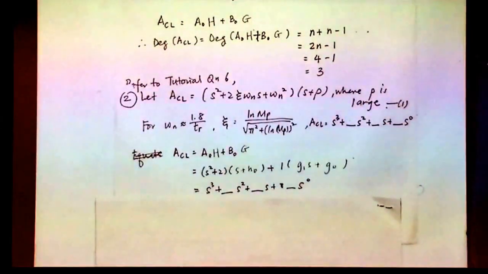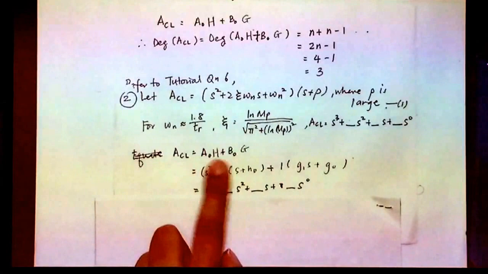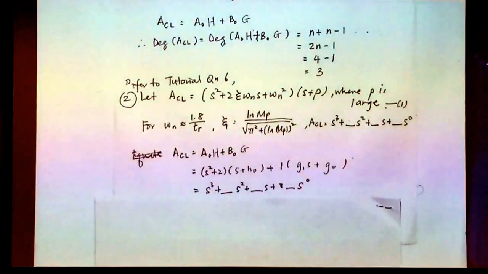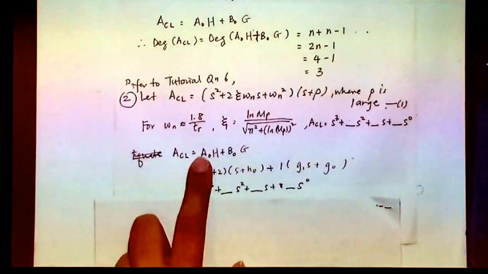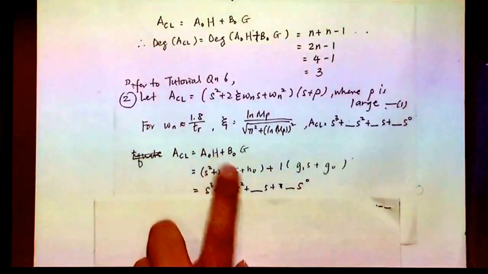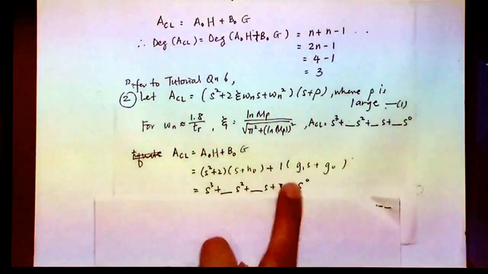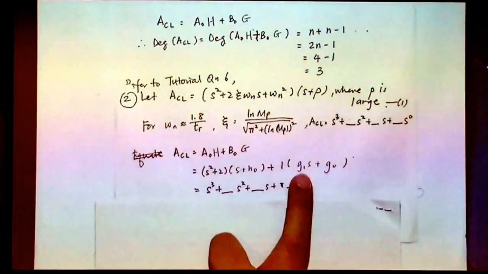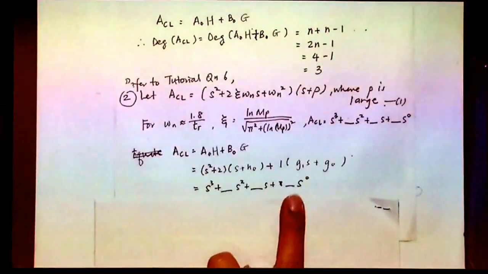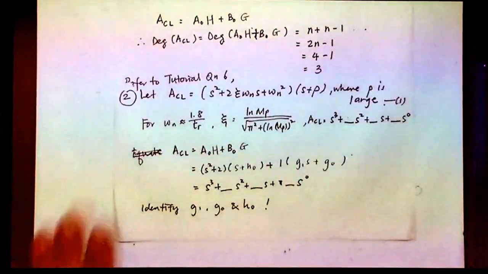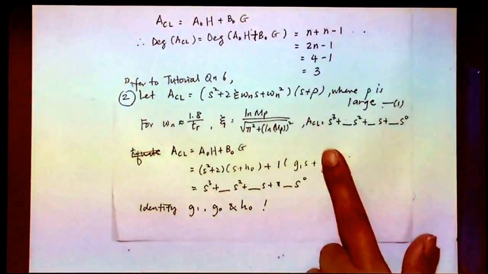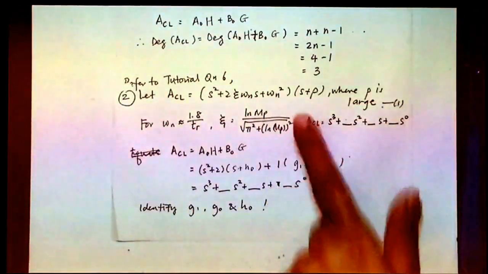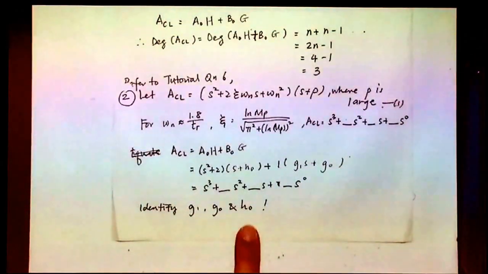Next, you also know that ACL is A naught H plus B naught G. So initially you have this one, equation 1. You substitute A naught, which is s squared plus 2. You substitute H, which is s plus H naught. B naught is 1. You substitute G, which is G1 s plus G naught. Then you can expand, and this is equation 2. You compare coefficients between equation 1 and equation 2, and you identify G1, G0, and H0.